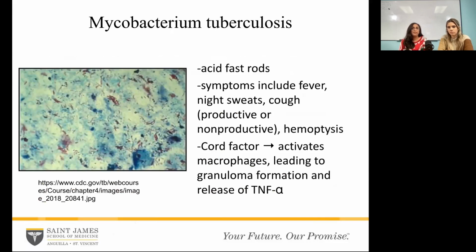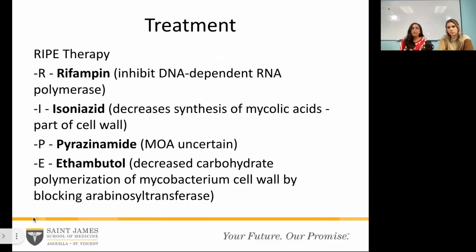the release of TNF-alpha. So on the left side here, you can see what a typical stain would look like. If you're doing your infectious disease specialty, or a rotation in infectious diseases, you may come across this. So the typical treatment for tuberculosis is the RIPE therapy.